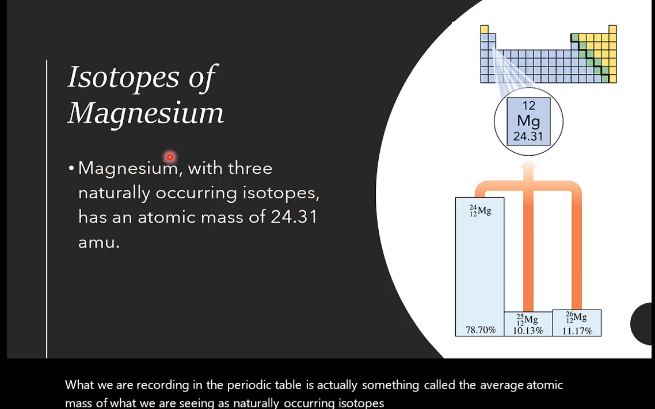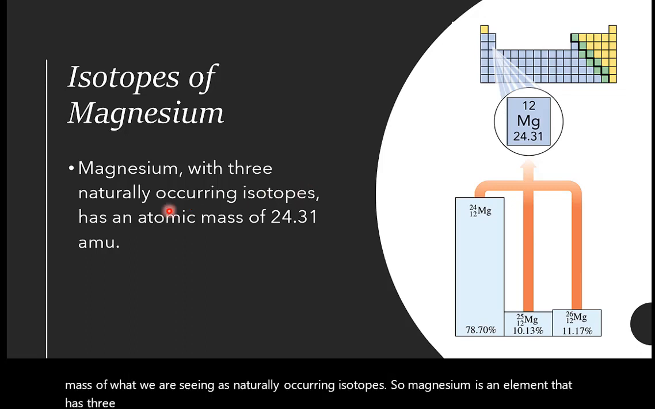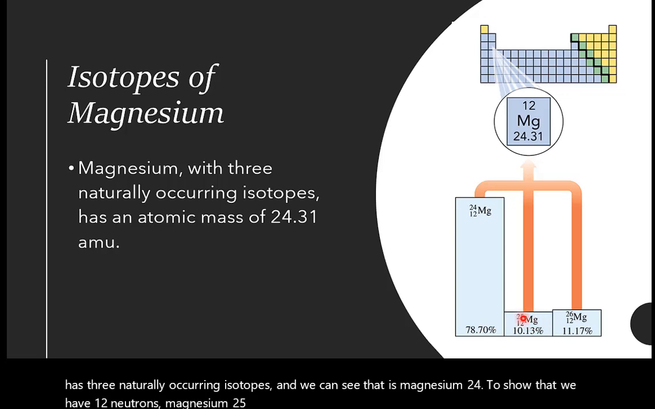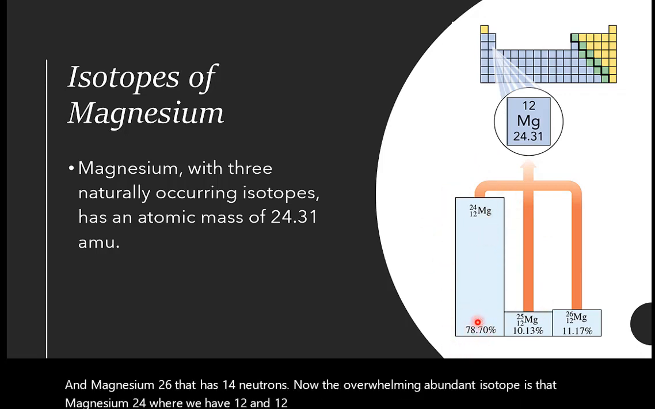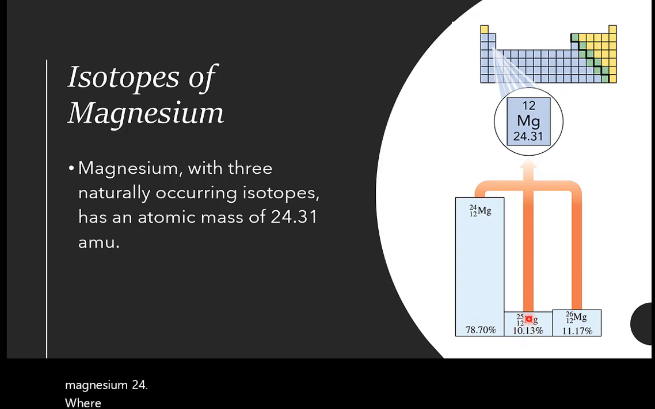So magnesium is an element that has 3 naturally occurring isotopes: magnesium 24, to show that we have 12 neutrons, magnesium 25 that has 13 neutrons, and magnesium 26 that has 14 neutrons. Now, the overwhelmingly abundant isotope is magnesium 24, where we have 12 and 12. We can see that about 78.7% of magnesium is magnesium 24, where about 10% is the isotope 25 and 11% is the isotope 26.